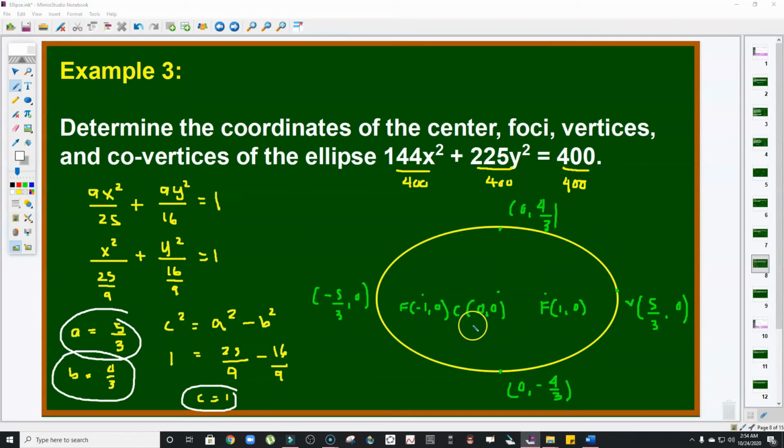Once again, this is our center, 0, 0. Our foci, 1, 0, and negative 1, 0. Our vertices, 5/3, 0, negative 5/3, 0, and of course, our co-vertices, 0, 4/3, 0, negative 4/3. There you go. Okay, last problem on this episode.